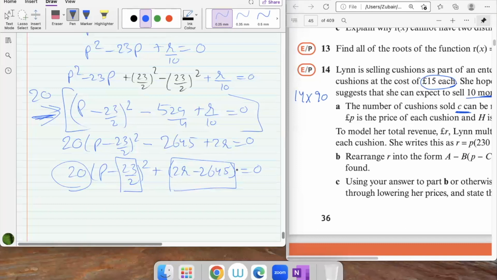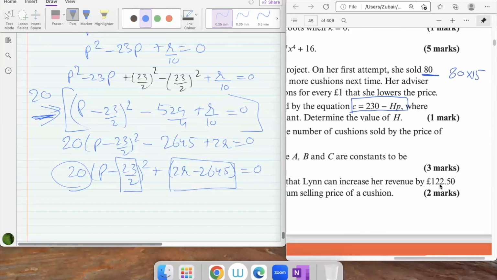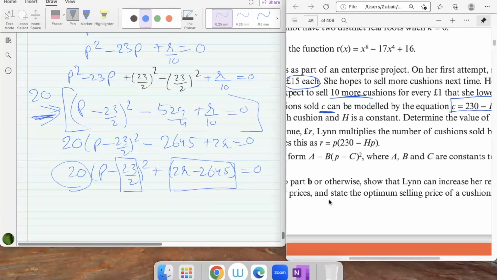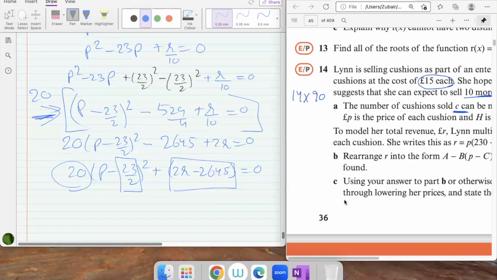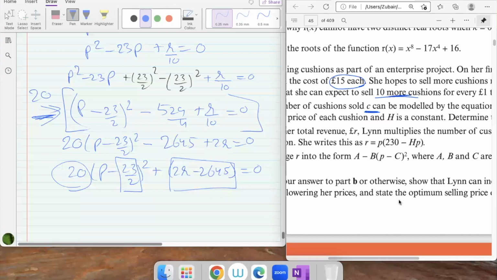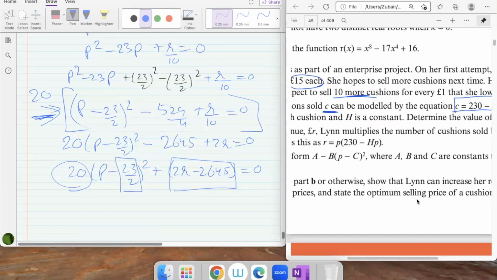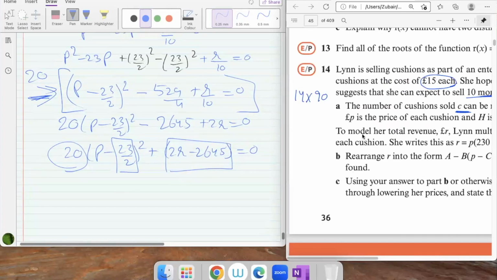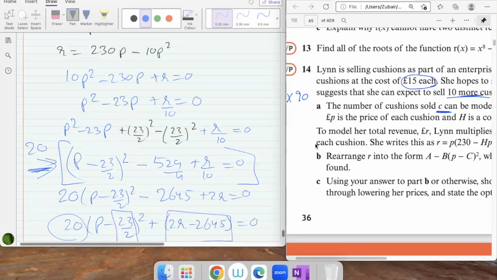So then rearranged. Using your answer to part B or otherwise, show that Lynn can increase her revenue by 122.50 pounds through lowering the prices and state the optimum selling price of the cushion. Okay. Rearrange R in the form this.